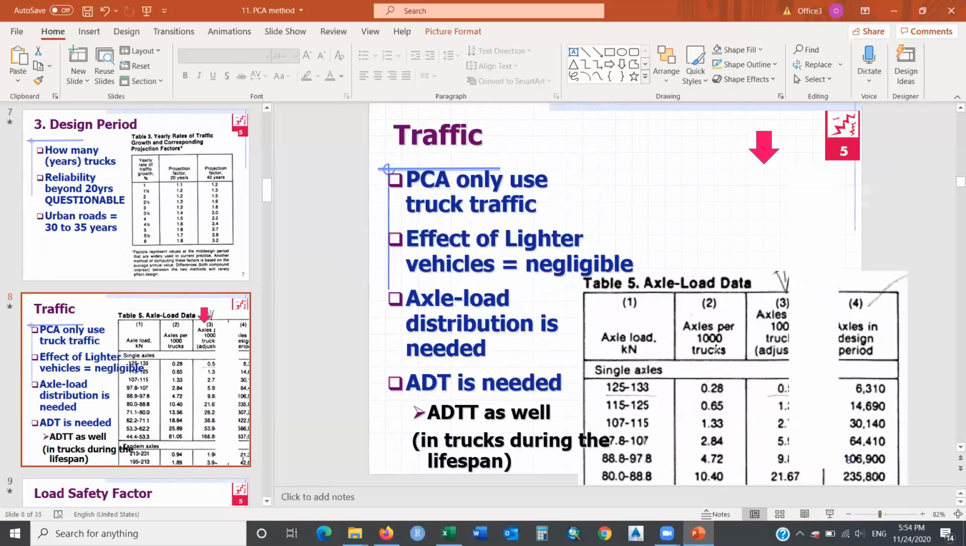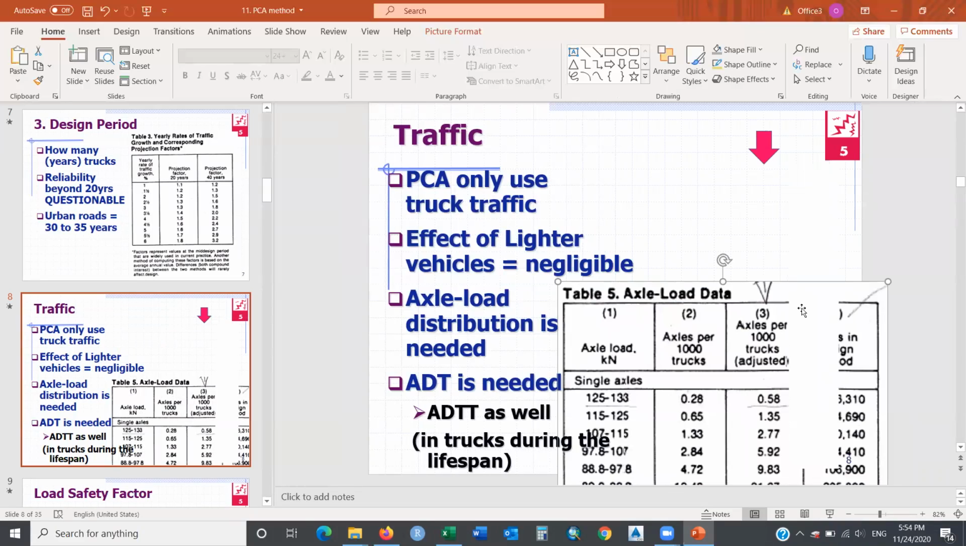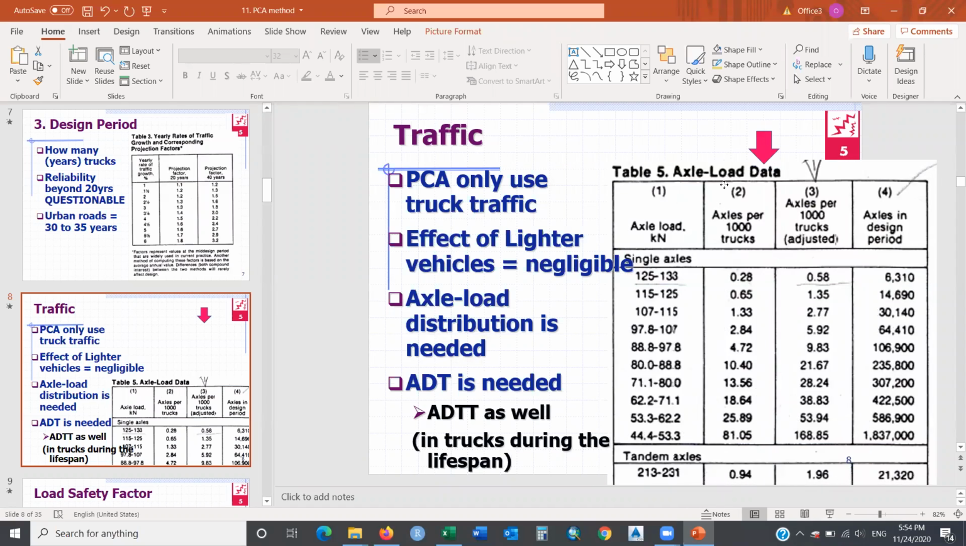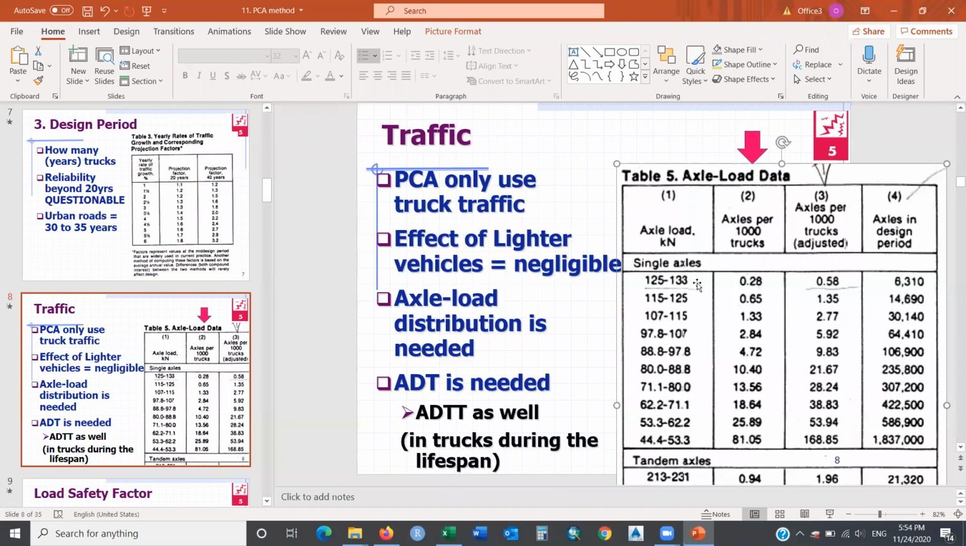Now, when you have a given axle, let's say the 125 to 133, we will be considering the axle repetitions per 1,000 trucks. This is based on US average values. If you have site-specific traffic counts, then you can replace that. And instead of using this per thousands, you will use whatever you are reading from the site.